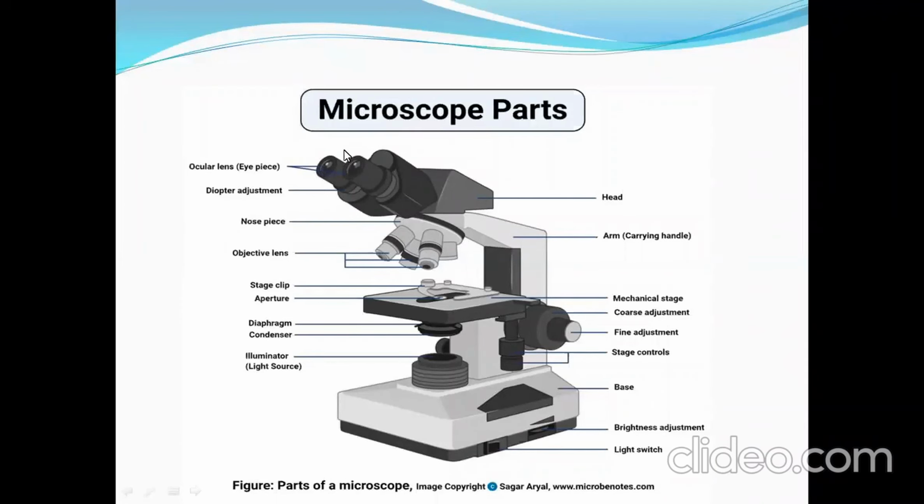Next, in the ocular lens, either 10x or 15x ocular lenses may be present. If we want to calculate the magnification of a specimen we are observing, we just multiply the power of the objective lens by that of the ocular lens. Suppose we are using 40x in the objective lens and 10x in the ocular lens. Then we can easily say we are observing the specimen at 400x magnification.